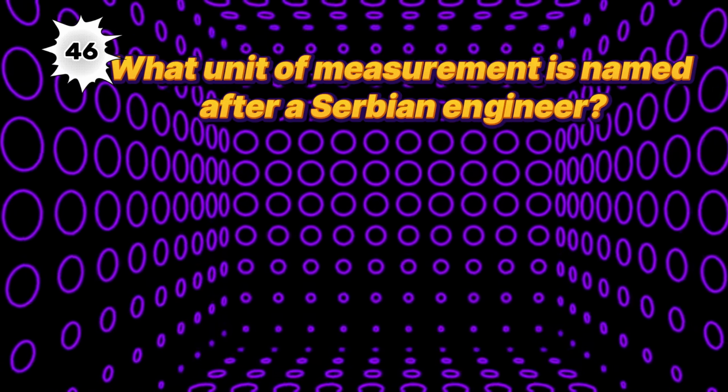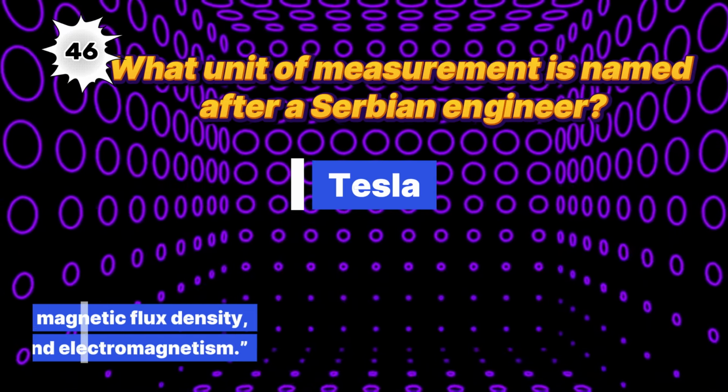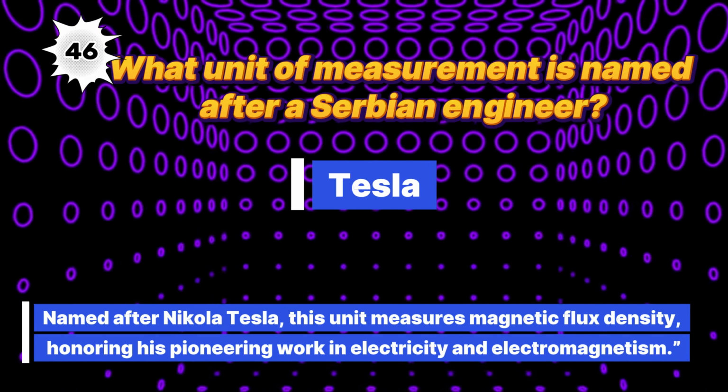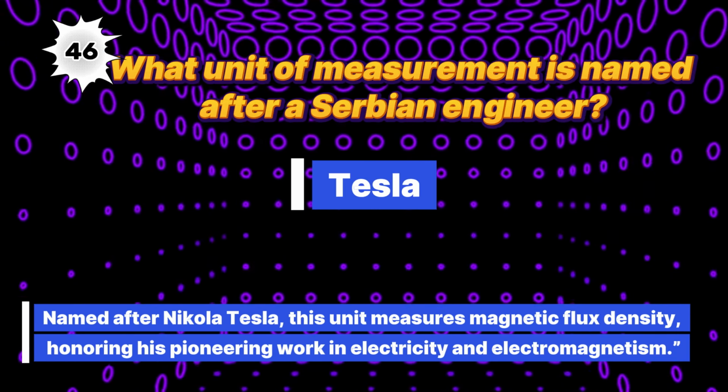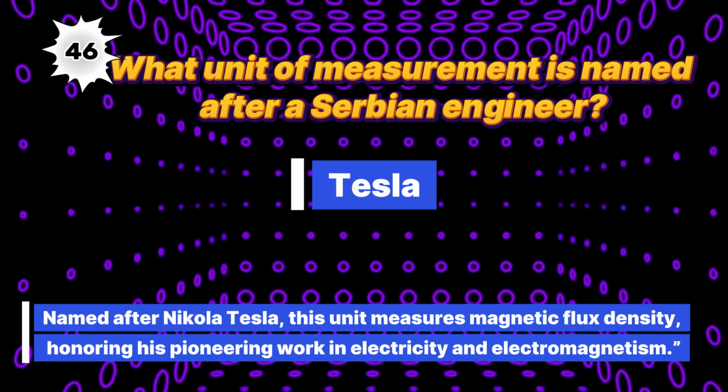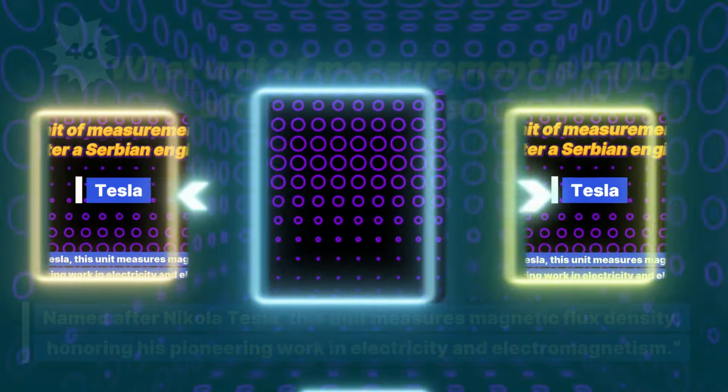And the right unit is Tesla. Named after Nikola Tesla, this unit measures magnetic flux density, honoring his pioneering work in electricity and electromagnetism.